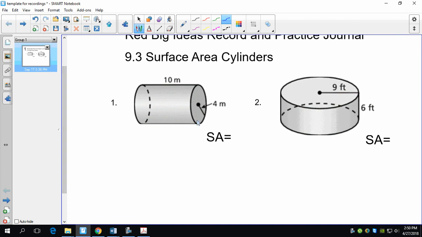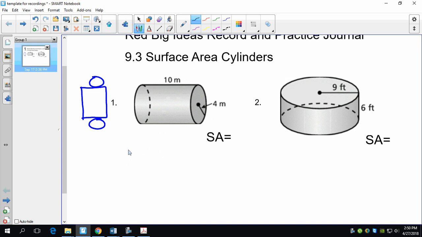saying, what would the net look like of this cylinder? Well, if you drew the net, you would end up with a circle on the top and a circle on the bottom, and then essentially you would end up with a rectangle in the middle. So as I go through the formula, I'm going to try to highlight what parts of the net we're completing at what time. So wish me luck here.